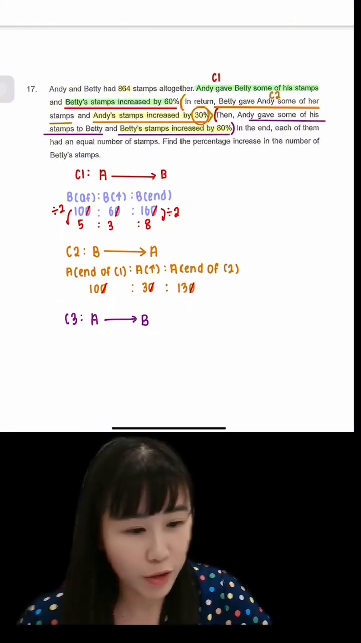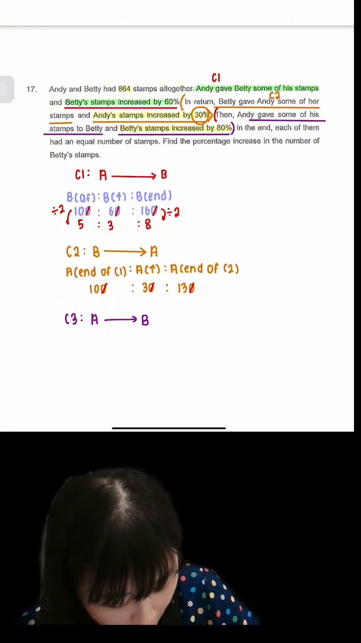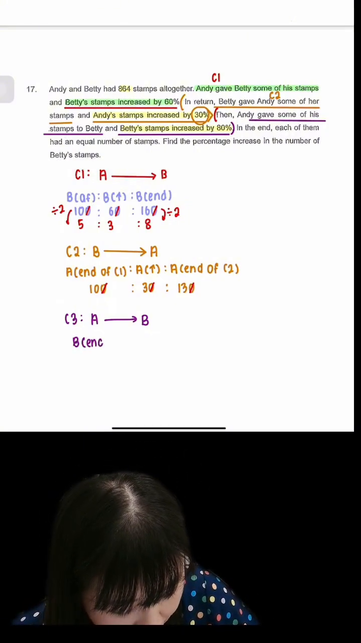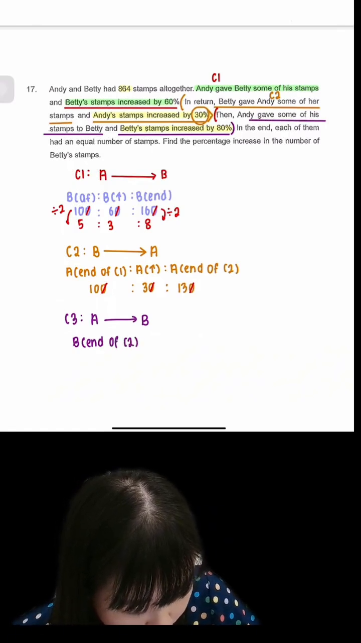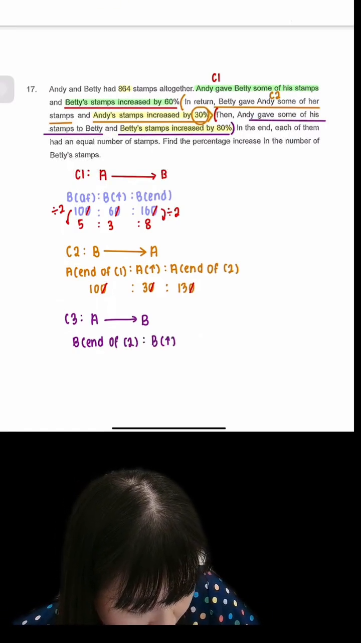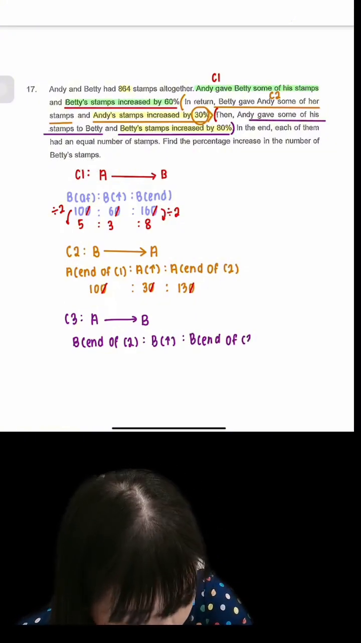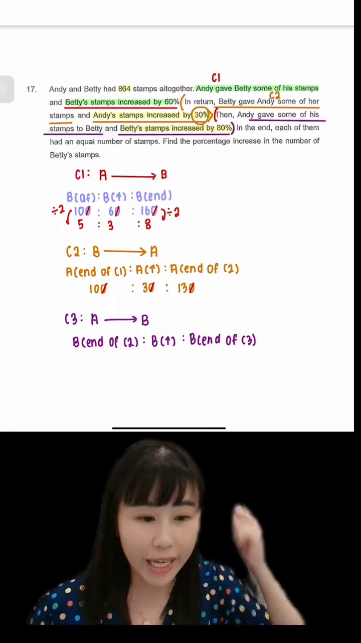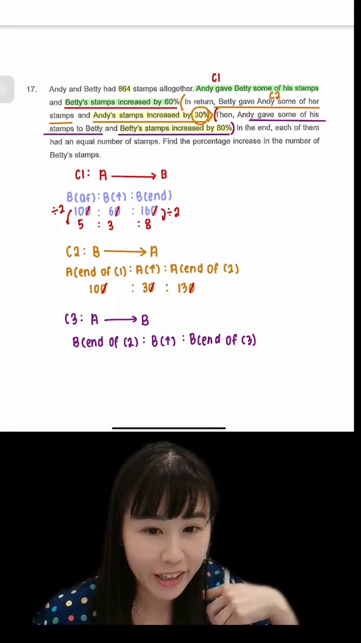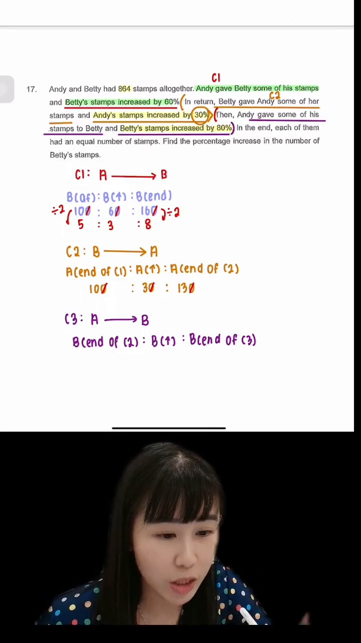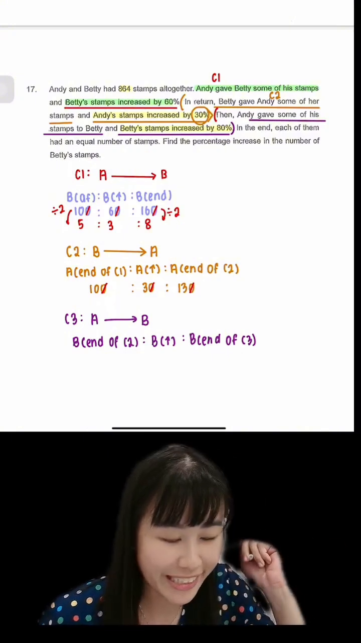Betty's stamps increased by 80%. That means Betty at the end of change 2 versus Betty at the end of everything, which is the end of change, maybe I will put it as end of change 3. Okay, can you tell me what's the ratio like? Betty end of change 2 is what? Increased by what? In the end is what?